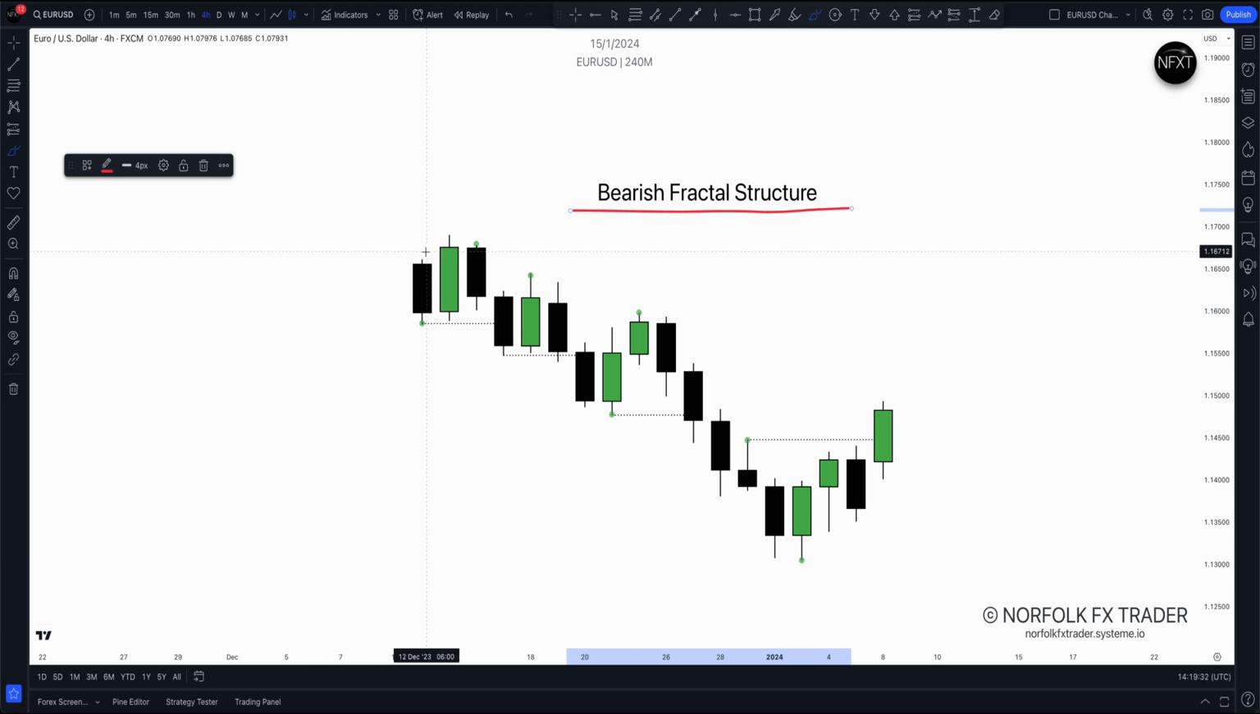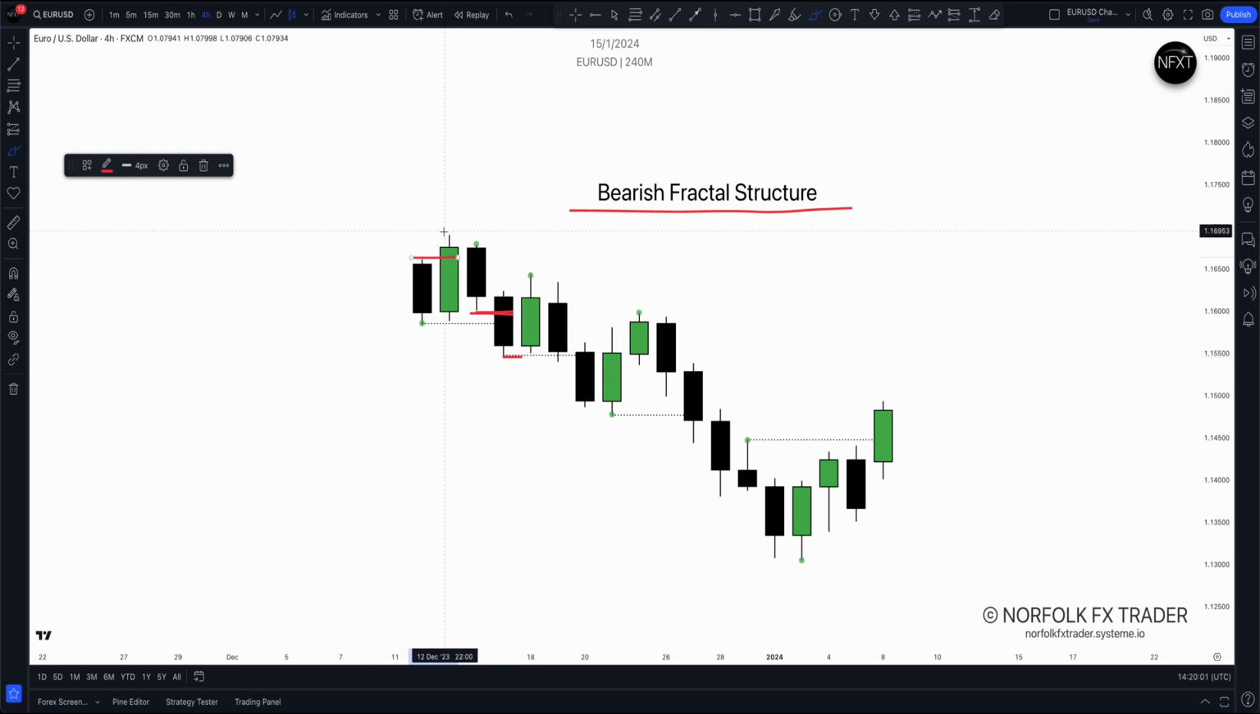So let's look at understanding how we read fractal structure. What we're looking for is for the continuation of the previous candle's high or low to be taken. In a bearish fractal structure, we'll be looking for the low to be taken. So it's not until we break through this low here in the market, we make a lower low. It doesn't have to be a close, it can just be a wick to the downside, as long as we see a lower low.